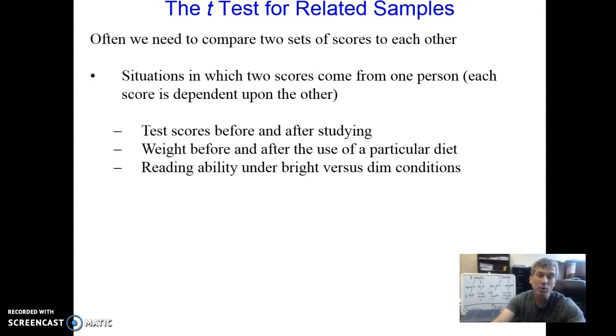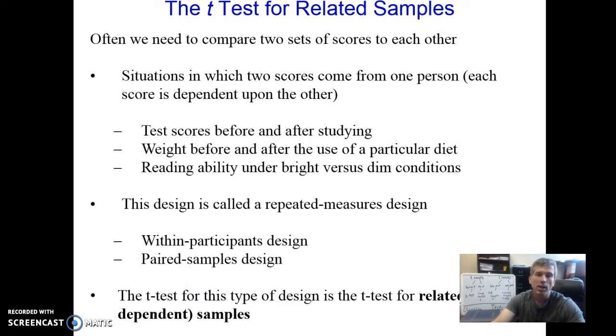We might measure people's reading ability under bright versus dim conditions, something we could measure with the between participants design, but we just rather would do it this way. That design overall is called a repeated measures design. The ones that we have talked about, like the examples up there, are within participants designs.